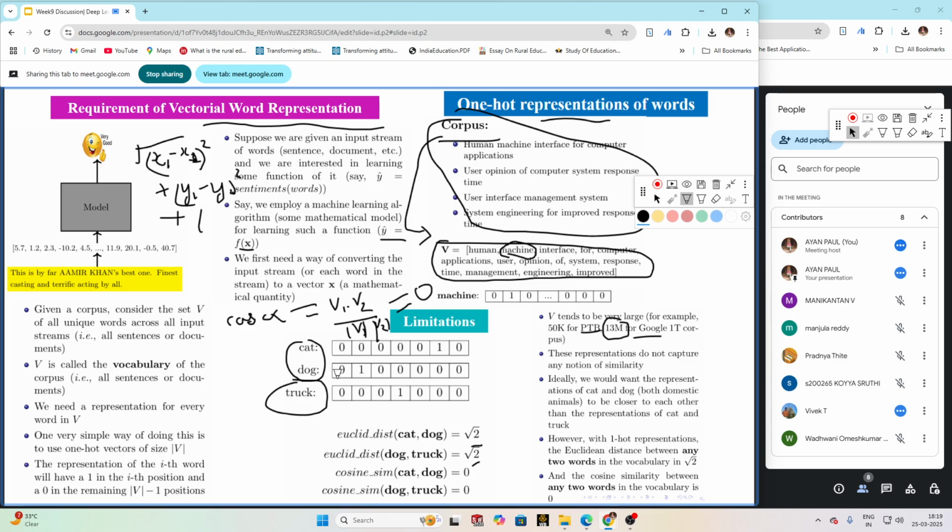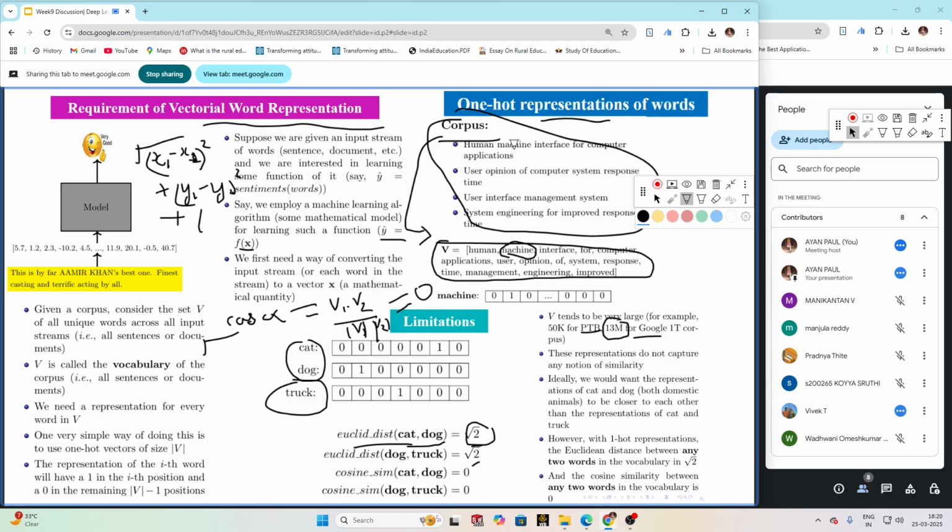So how will we find the Euclidean distance between cat and dog? Root over (0 minus 0) whole square plus (0 minus 0) whole square plus (1 minus 1) whole square, and so on for each position. So whenever you find the Euclidean distance between any two words, it will always come out as root 2. That is a problem. And whenever you find the cosine similarity, it will always come out as 0.